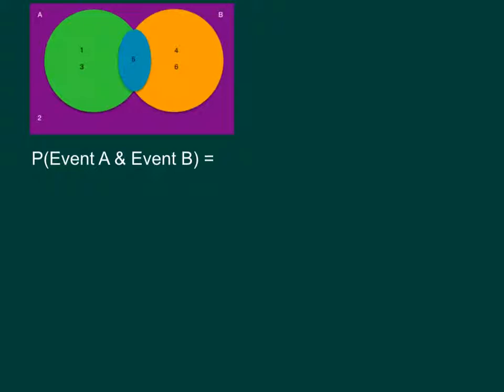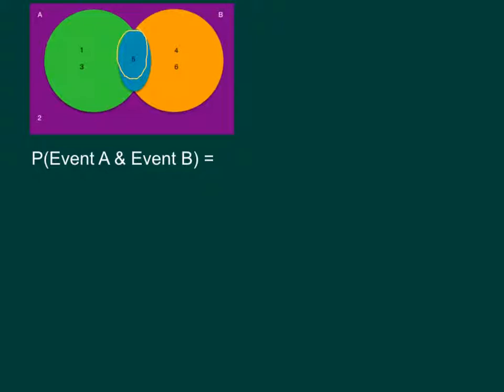For the last one, we're going to consider the probability of event A and event B occurring. This means that when I roll the dice, I want to know what's the probability of the number being odd and also greater than the number 3. This is where the intersecting part of the Venn diagram comes into play. As we can see, number 5 is the only number that is odd and greater than the number 3.